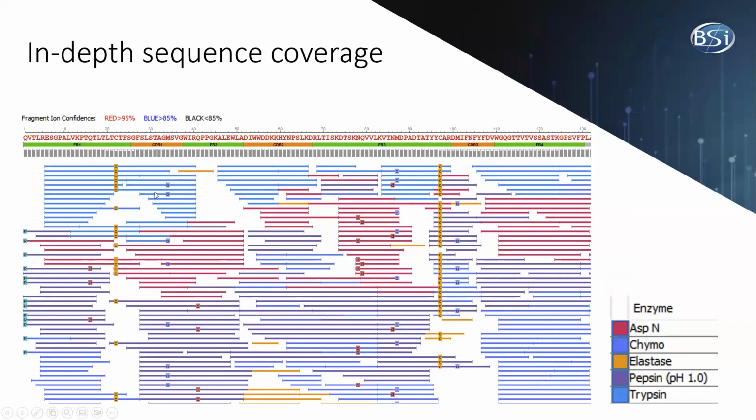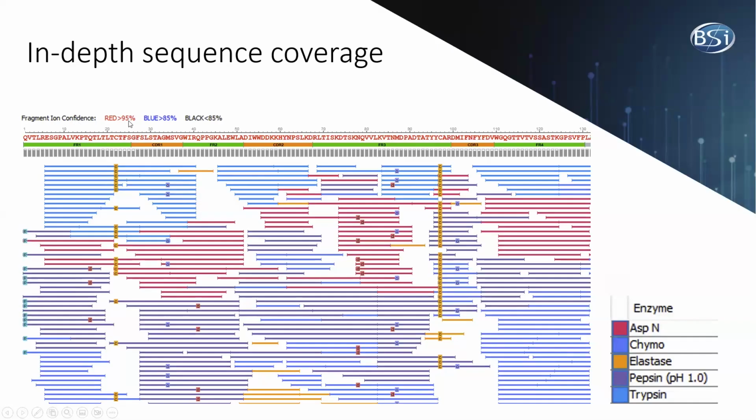So all these different colored bars represent different enzyme digests, and you can see how the different proteases or digestions result in overlapping peptides that span this variable region. So from any particular project, we're able to achieve fairly deep coverage and peptide mapping to each heavy and light chain sequence. And at the top, we provide fragment ion confidence level, which is color coded.